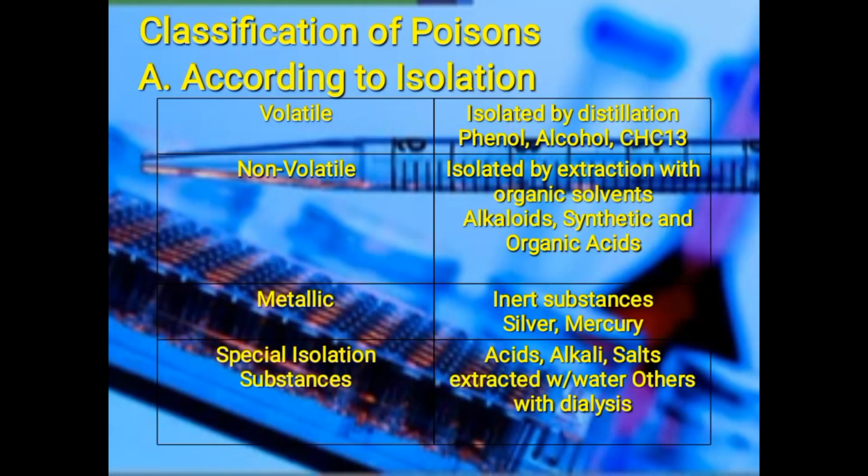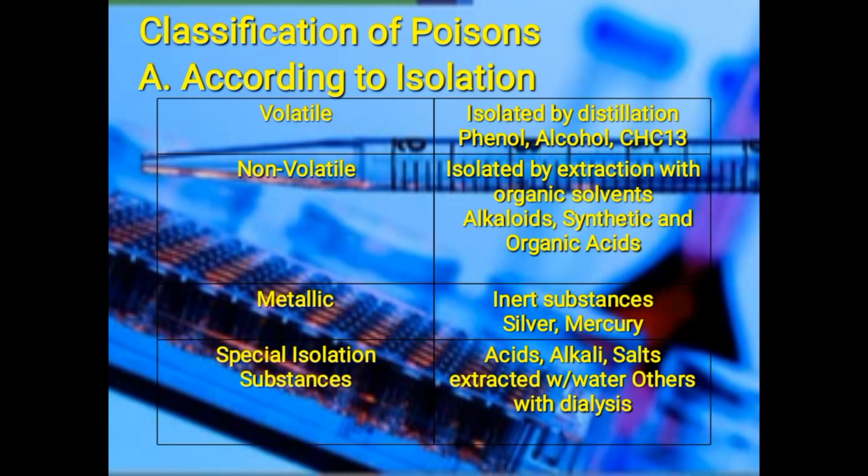So what are the examples of these non-volatile poisons? We're talking about alkaloids, synthetic chemicals that are produced in the laboratory, and lastly the organic acids like ionic acid, carbonic acid. Those are examples of acids. It might not be purely acid, but it is an actual example of a non-volatile poison.